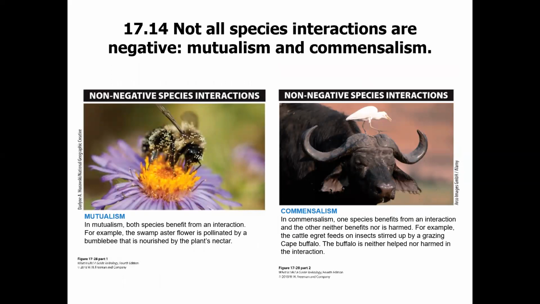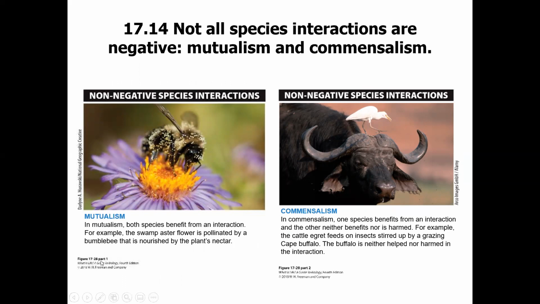Besides parasitism, we have two other types of interactions that are non-negative: mutualism and commensalism. Mutualism is when both species benefit. When you have an interaction between both species, both of them have an improvement in fitness.